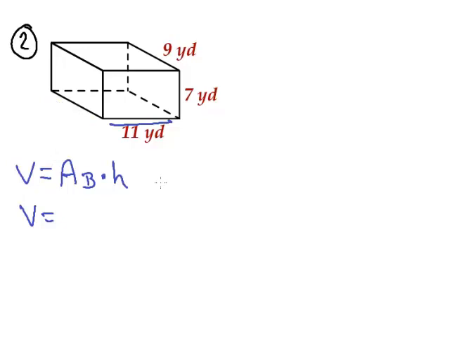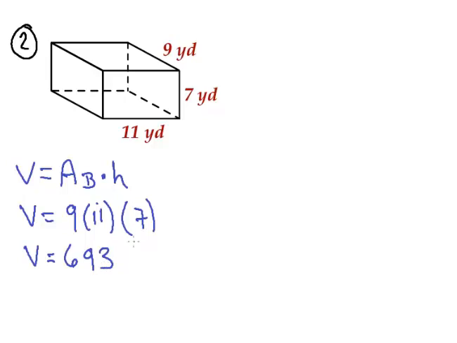So I just need to multiply 9 times 11, or 11 times 9. Then I multiply with the height. The height is 7. So 9 times 11 times 7. What will be the answer for that? 693. Okay. The units are yards, so for volume it will be cubic yards. So I already found the volume.